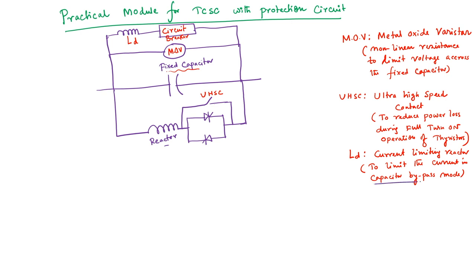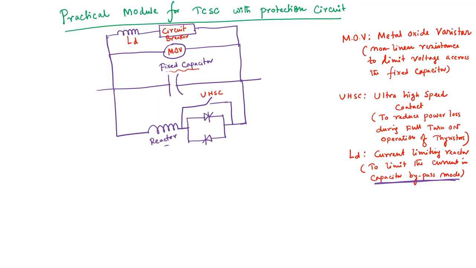As I said, in the next lecture, I will discuss different modes of operation of TCSC, but one of the modes would be capacitor bypass. During that mode, we will just simply turn on the circuit breaker, and thereby we will bypass the whole TCSC unit, and this is a kind of protection, and thereby we will save it from certain operating conditions. Okay. So, this is what the task is.